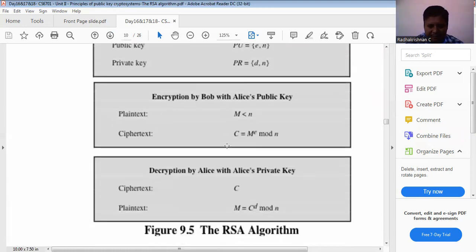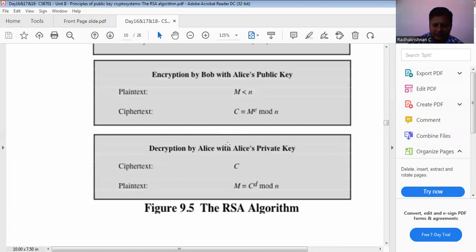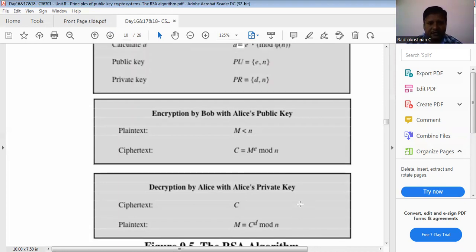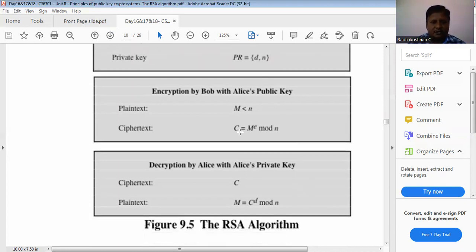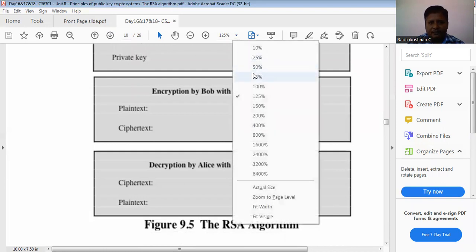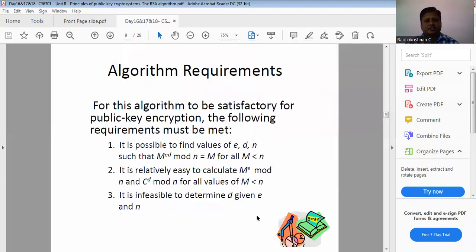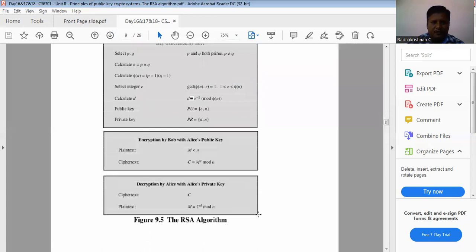Then the decryption process is performed. The ciphertext C is the input, and the original message M is retrieved as C power d mod n. Here d is the private key of the receiver, that is {d, n}. This is the way the algorithm is implemented. These are our algorithm steps.